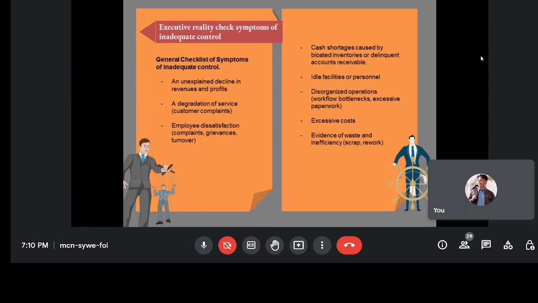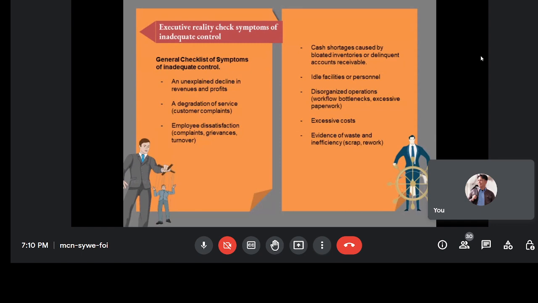Fourth is cash shortages caused by bloated inventories or delinquent accounts receivable. It happens when the warehouse is full of products that have not been sold yet and become waste. Fifth is idle facilities or personnel. When the employees or the personnel don't work and waste time or do something that is not related during their time at work or operations. The sixth is disorganized operations. It can be the effect of inactive staff or facilities.